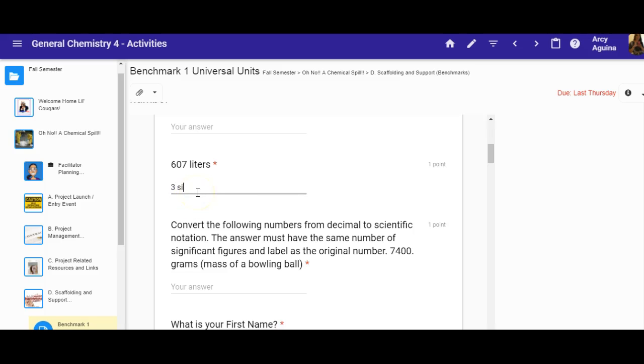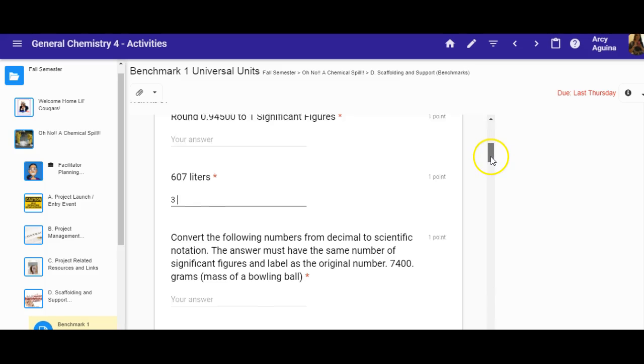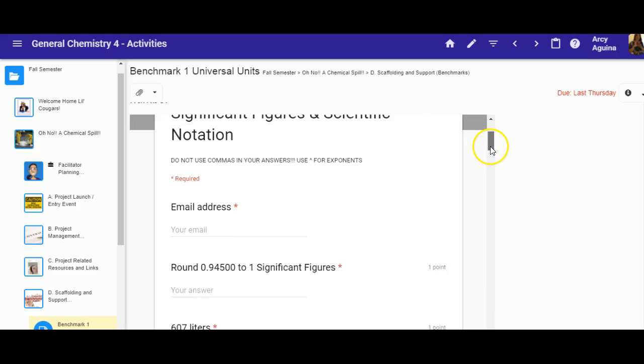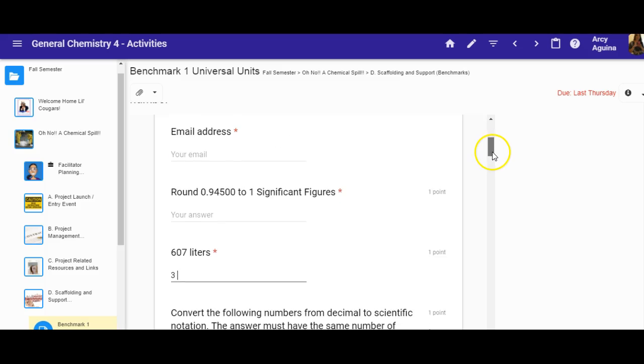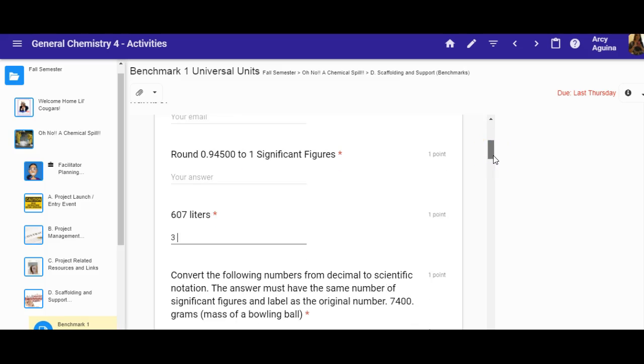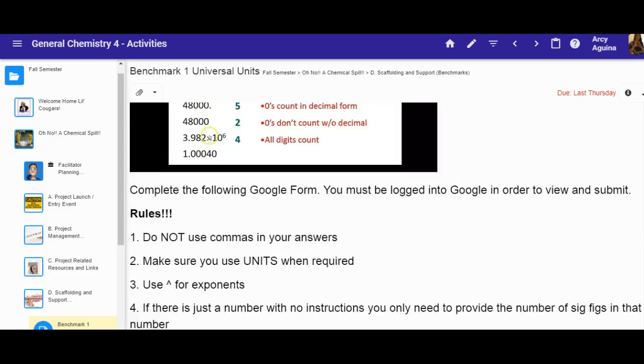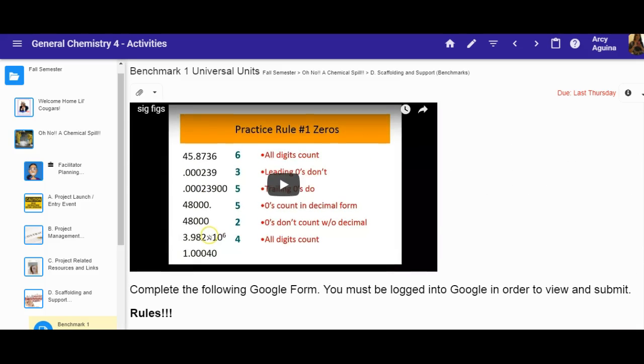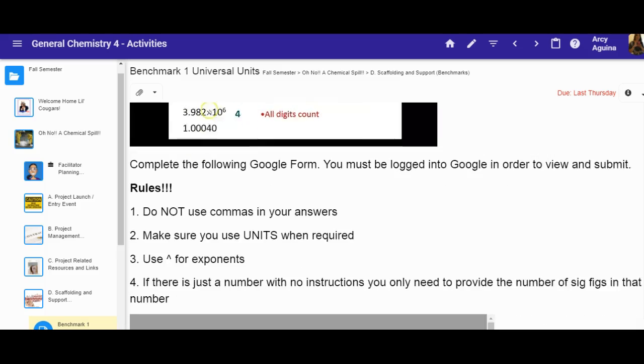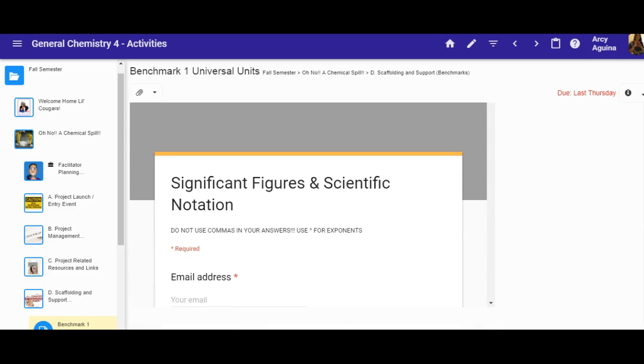I had kids writing significant figures or sig figs. Sig figs isn't a unit, so you literally only need to give me the answer, the number of significant figures. That's why some of us got them wrong. Some other ones, it was the rounding. In the video, I show you how to round. If you don't remember, it's towards the end of the video. Just play the video and fast forward it to the end so that you remember the rounding rules.